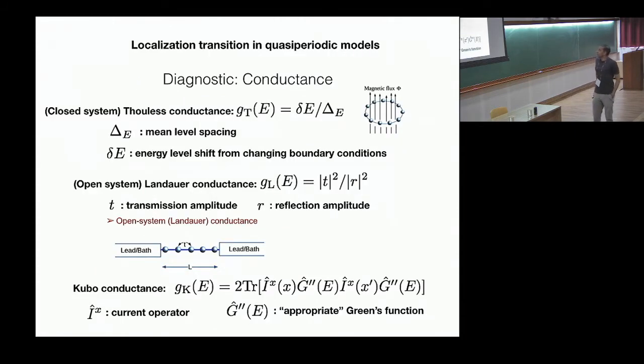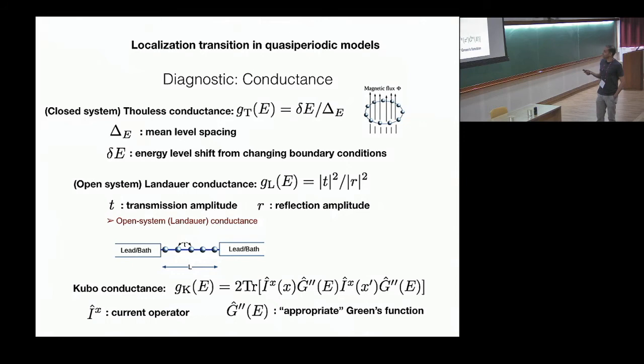So what we've done is we've actually looked at this problem numerically. We've done numerical exact diagonalization on these models and calculated the conductance. And when I say conductance, we've looked at two different kinds of conductance. So there are two different types of conductance that you can define.